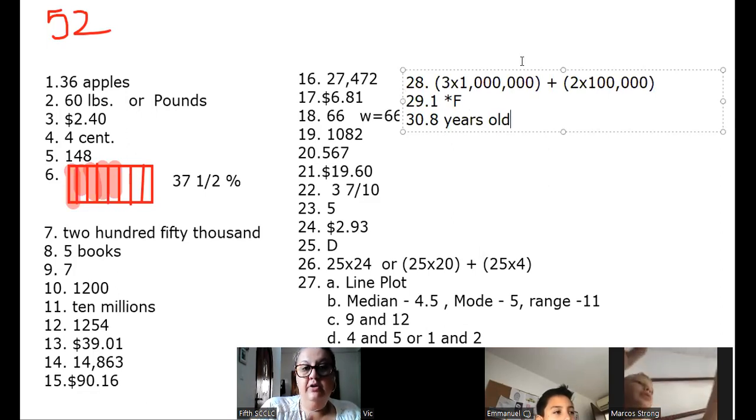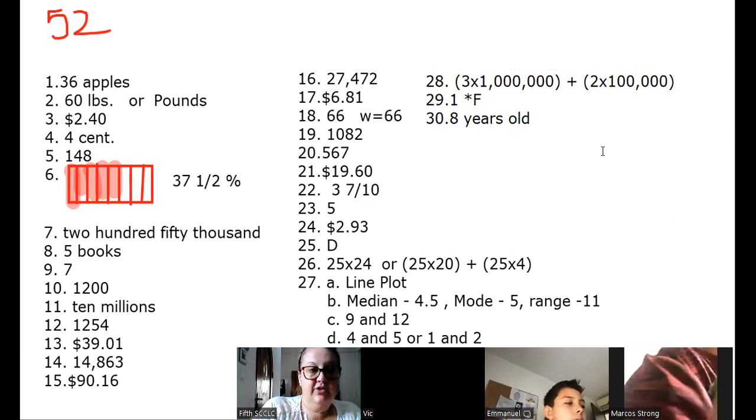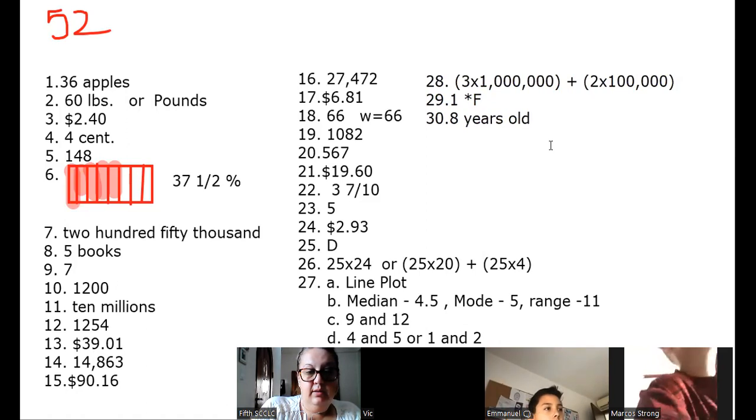All right, you're gonna put your total number correct over 30. Give yourself an extra point for putting the lesson number and your name. All right. And that's lesson 52.